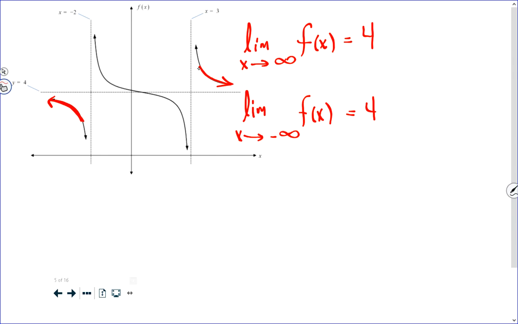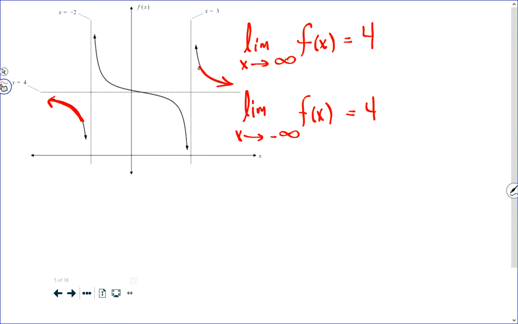Just a side note here, everybody, it is possible to have functions that have different asymptotic behaviors on the left and the right. In other words, as you approach infinity, you might have an asymptote at 4, but as you approach negative infinity, you might have an asymptote of 5. We're not going to encounter those anytime soon. So all we need to do is worry about one of these limits, and that will be where the asymptote is.